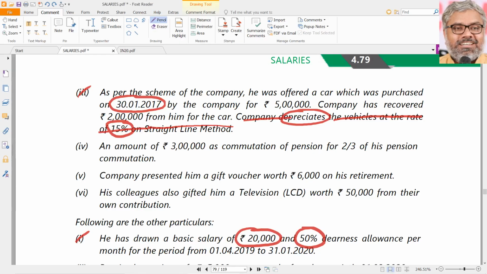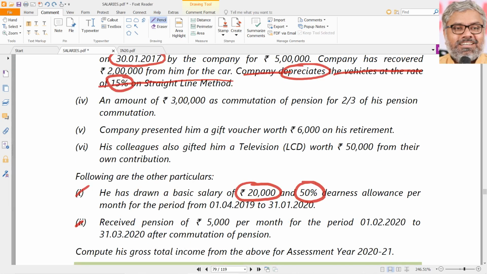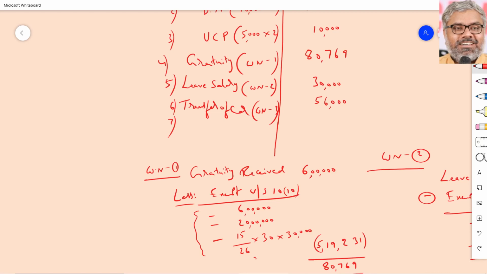Then next, an amount of 3 lakhs rupees as commutation of pension, for 2/3 of his pension commutation he is telling. So this working note can also be written, but it can also be calculated directly. So what is the calculation here? Because he has received gratuity, 1/3 of the commuted pension, had he commuted the whole of the pension, will be exempt. So first of all, how much would he have got if he commuted the whole of the pension? 3 lakhs into 3/2, because he commuted 2/3. If he received full commutation, 100% pension commuted, then he would have got 4,50,000. 1/3 of that is exempt, which means 1,50,000. That means commuted pension taxable will be 1,50,000.